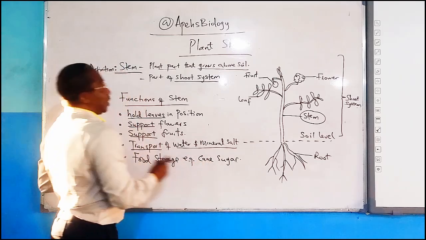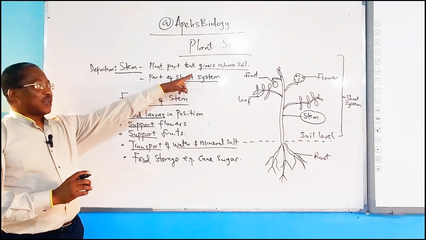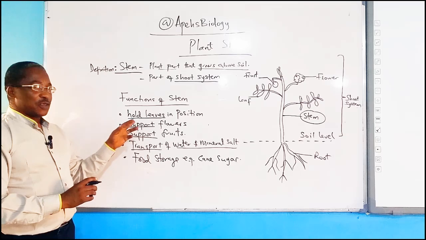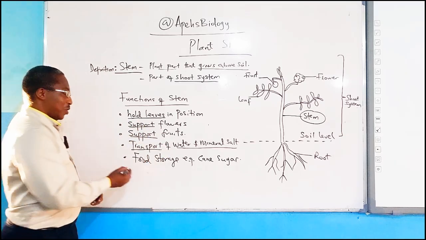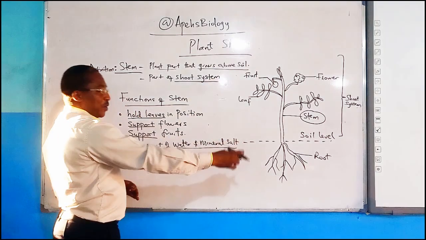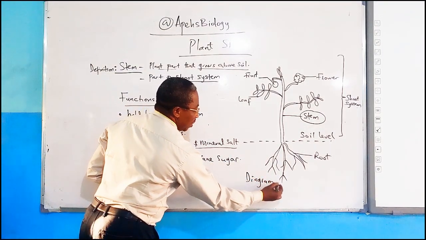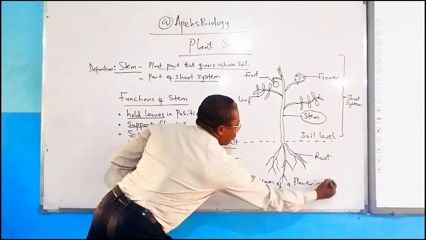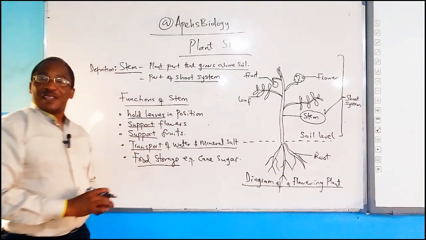So that's our discussion today at Apex Biology under plant stem. In summary, the plant stem is the part that grows above the soil. It's part of the shoot system, as you can see in the diagram there. The functions of the stem are to hold the leaves, support the flowers, support the fruits, transport water and mineral salts, and, importantly, food storage. Do not forget that any diagram we present in biology should have a title. You can call this diagram a flowering plant. But the emphasis today is on the stem. Hope the lesson is understood.